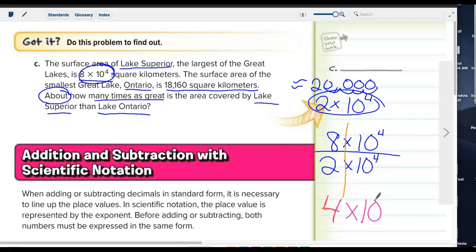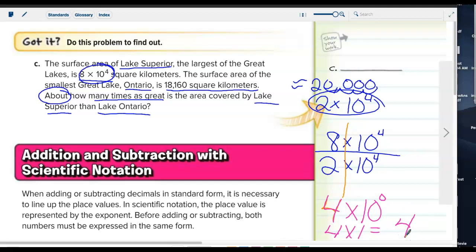Subtract, 0. What is 10 to the 0? Nope. What is it? Anything to the 0 power is 1. So this is really 4 times 1, which is what? 4. I really hope you guys wrote that down with me.